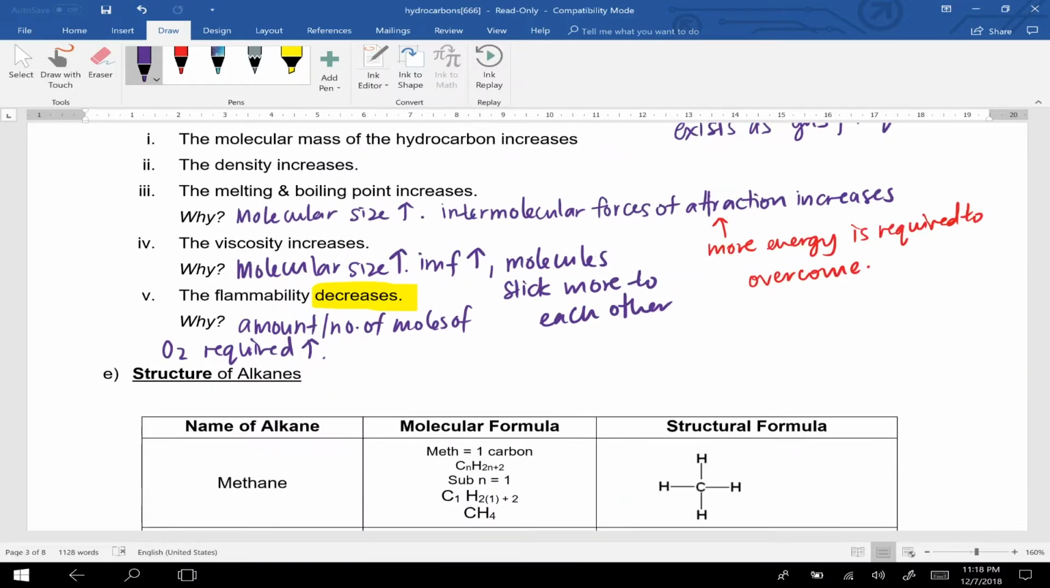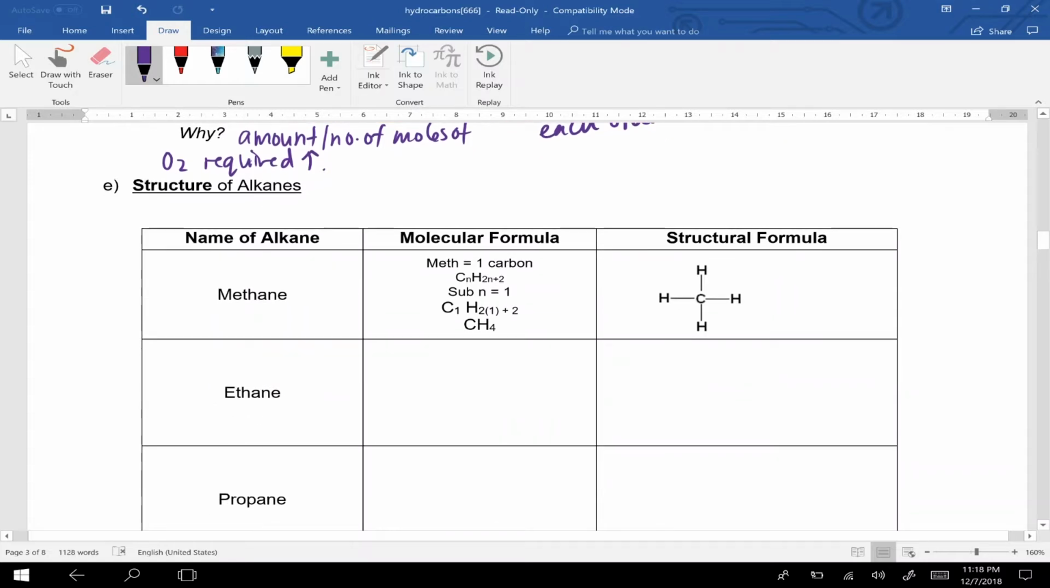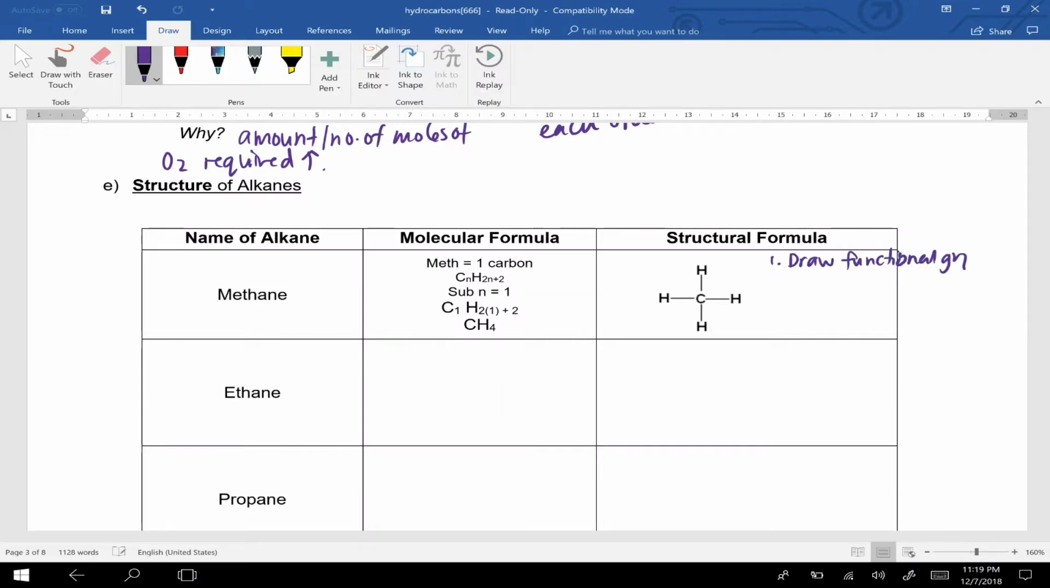Okay, next, let's look at the structure of alkanes. Before you can actually draw out the structural formula of the alkanes, you need to know 4 steps. So could you just find space in your notes? First step, draw your functional group. Second step, draw out the correct number of carbon atoms. Third step, you need to understand that each carbon atom can only have 4 lines.